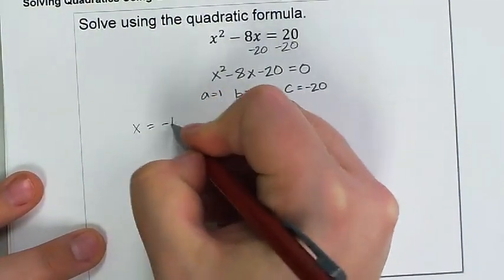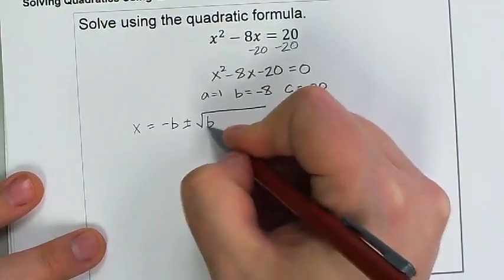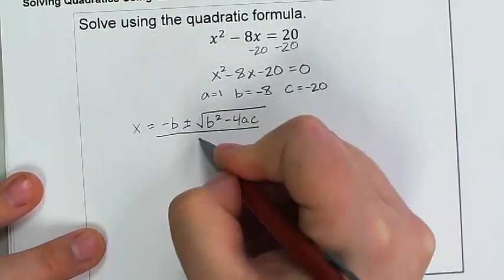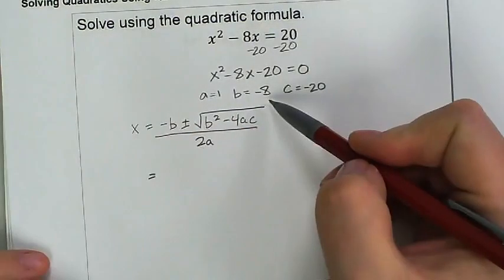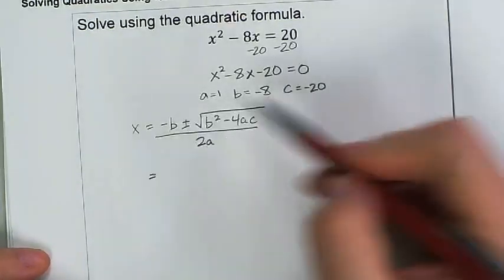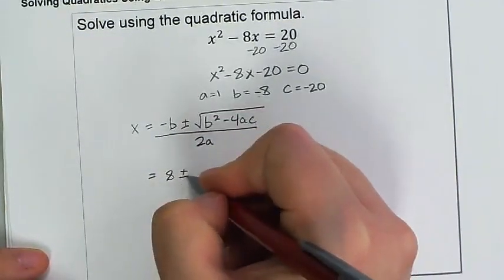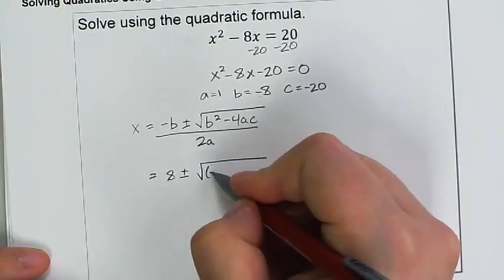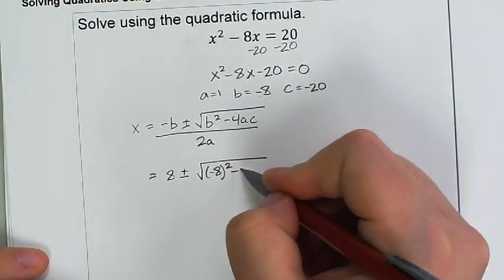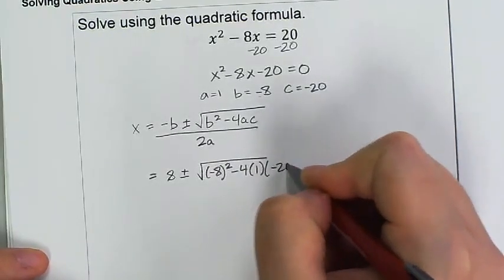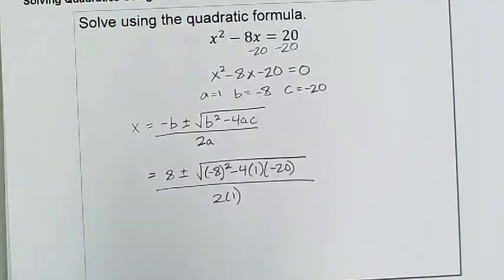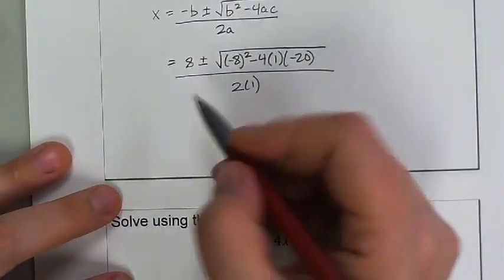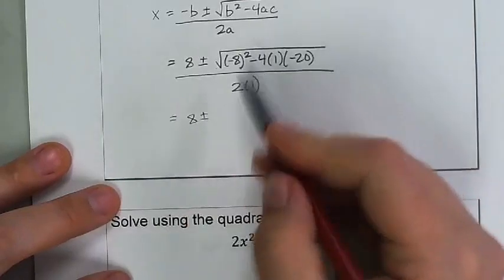X equals -b plus or minus square root b squared minus 4ac all over 2a. Okay, so -b. My b here is already negative, which means that's the opposite of what the sign is. So I'm going to put a +8 here in front. B squared is -8 squared minus 4 times 1 times -20, all over 2 times 1. Okay, so I get 8 plus or minus the square root.